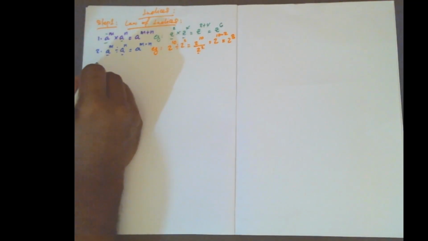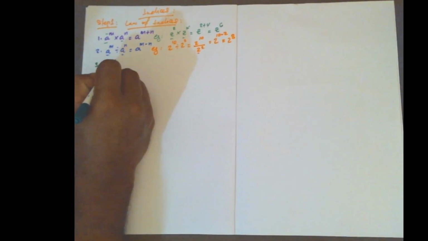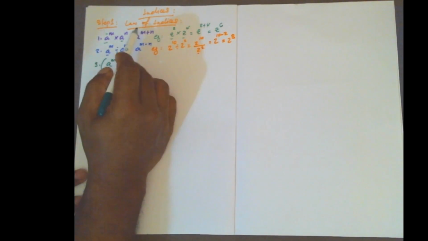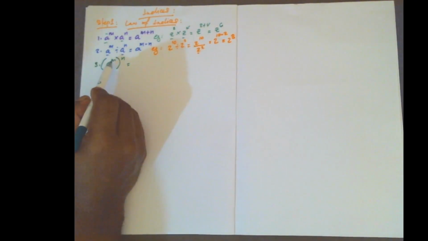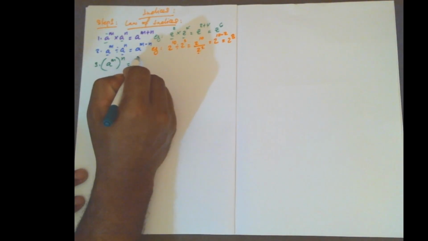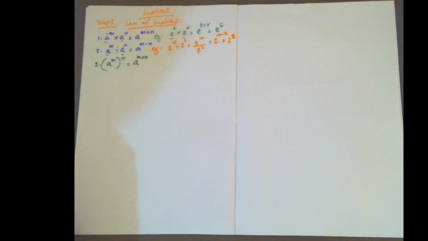Let's look at the third law. A to the power of m, raised to the power of n. According to the laws of indices, for a power raised to another power, we multiply them. Let's look at some examples.